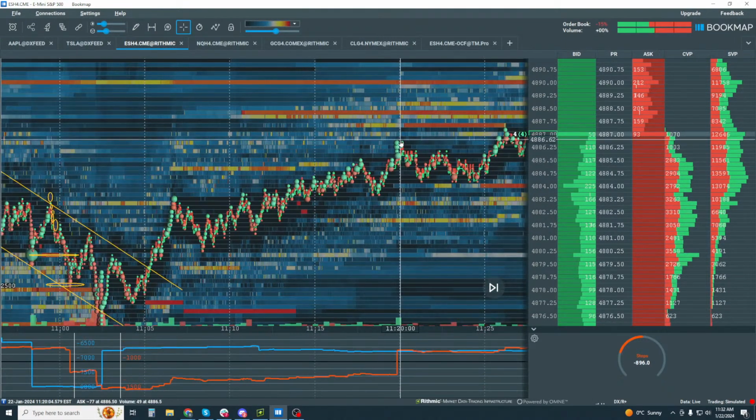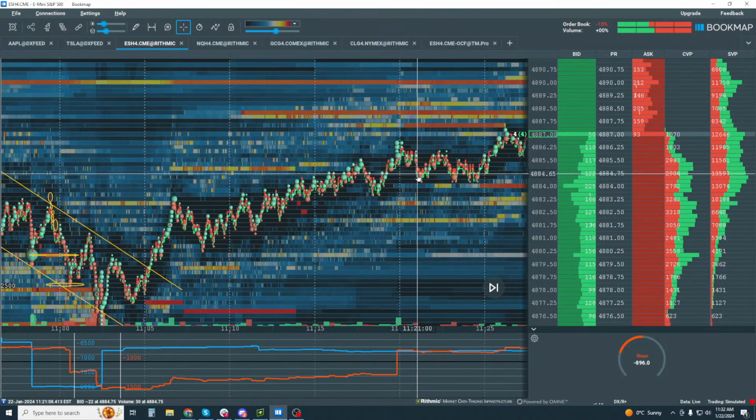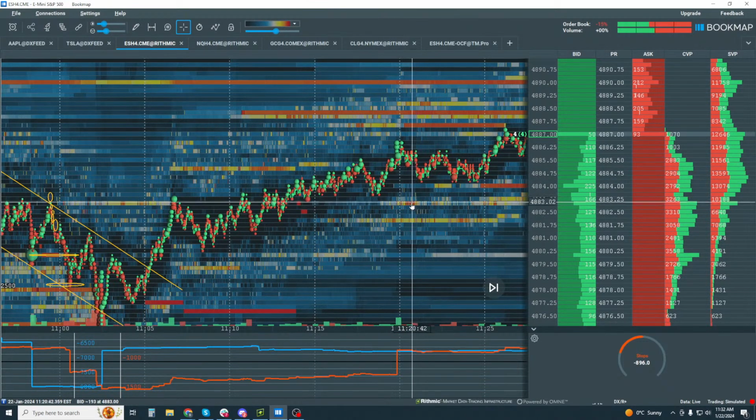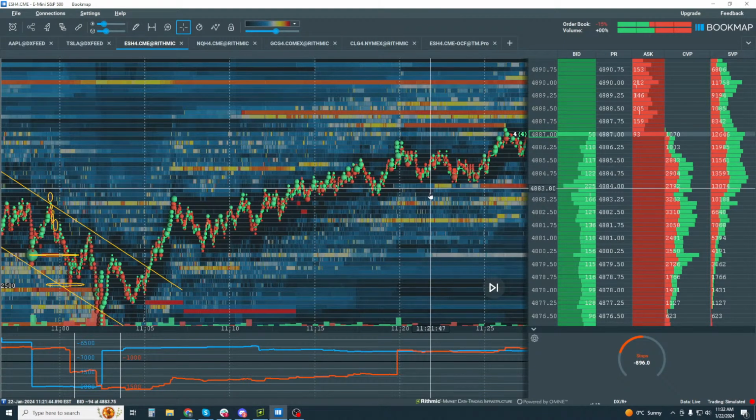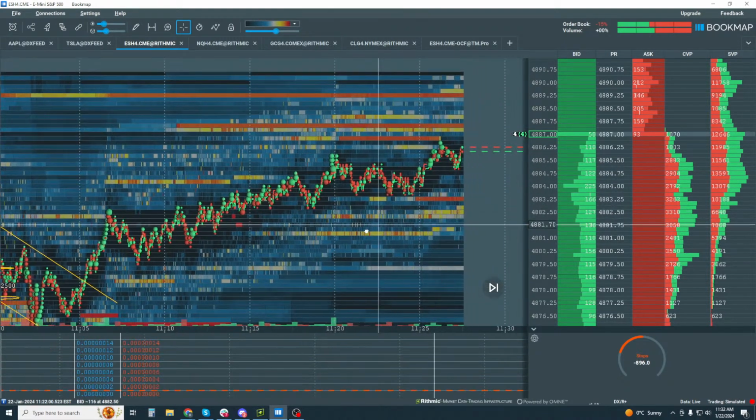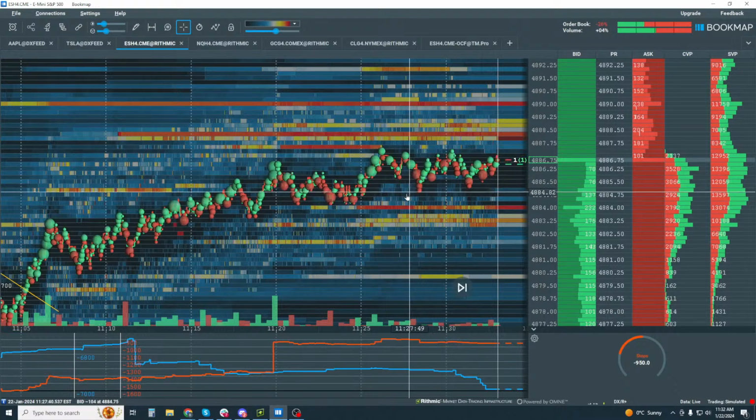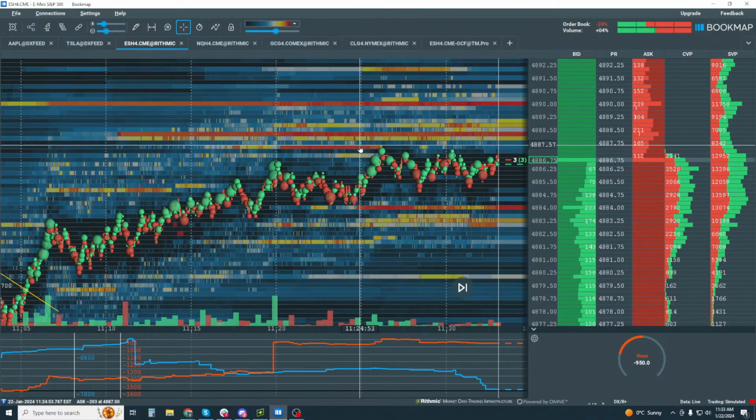We saw a sweep above it, being careful again, because if there's not liquidity on the bid at these higher levels in here, it's very easy for sellers to bring it right back down. But we can see that it's holding between these areas of high liquidity still.